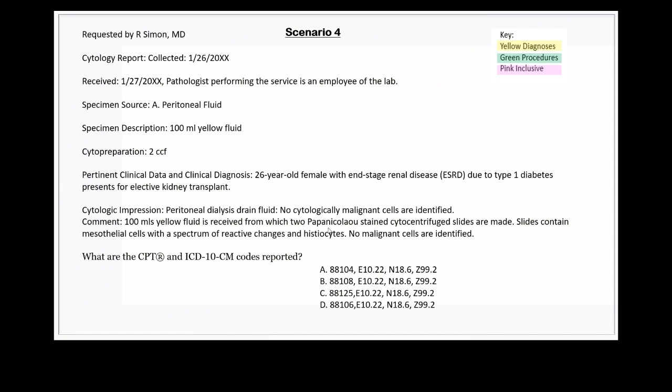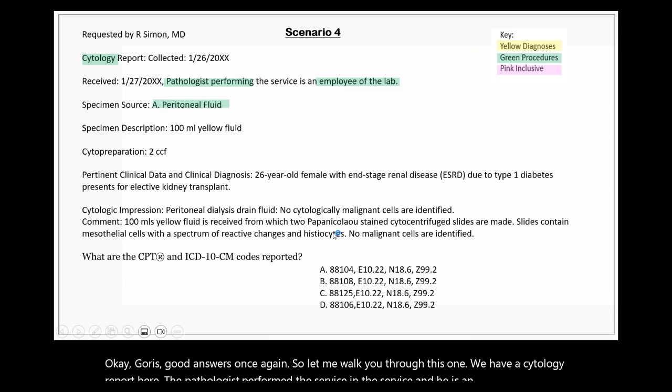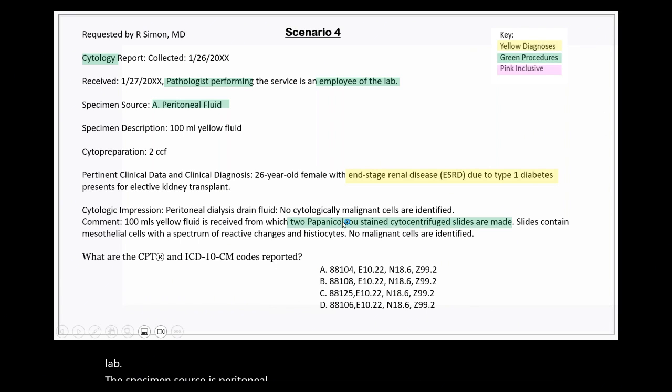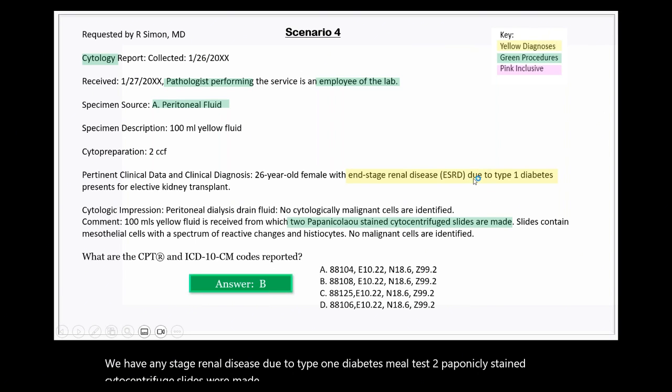Okay, good answers once again. So let me walk you through this one. We have a cytology report here. The pathologist performed the service, and he's an employee of the lab. The specimen source is peritoneal fluid. We have end-stage renal disease due to type 1 diabetes mellitus. 2 Papanicolaou-stained cytocentrifuge slides were made, and the correct answer is going to be option B.